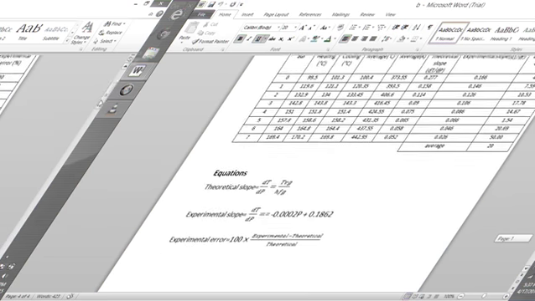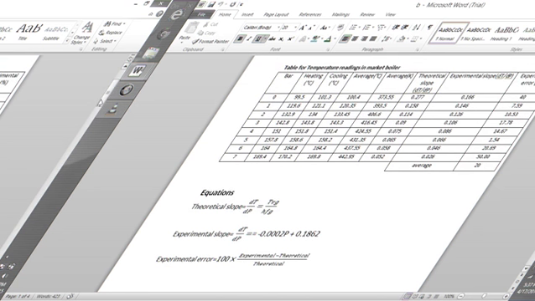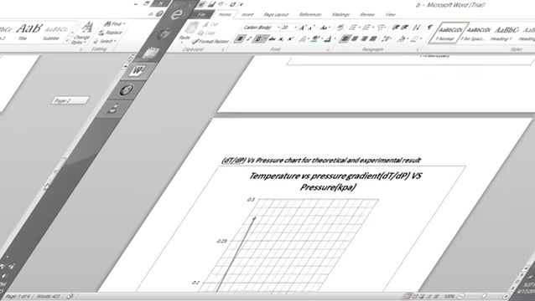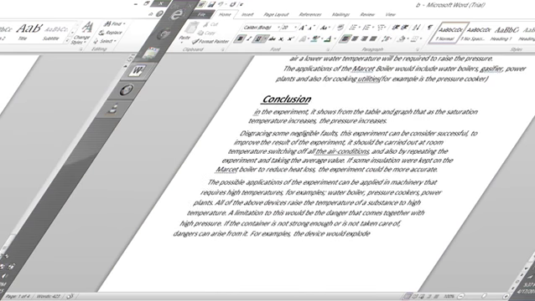The applications of the Marcet boiler would include water boilers, gasifiers, power plants, and also cooking utilities. For example, you can see there the pressure cooker. Now, the percentage range of error, you can see, ranges from 1.54% all the way to 50%, and you can find the average experimental error is 20%. Sorry, I forgot to put it in.